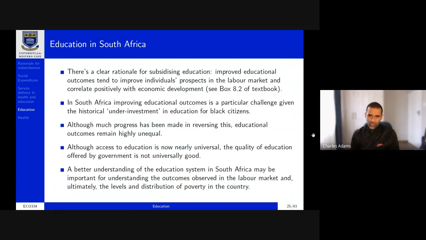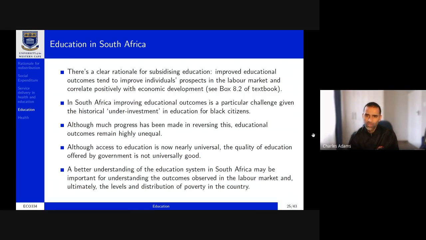And although we've made quite a bit of progress in reversing this in terms of access to education, educational outcomes do remain highly unequal. And I suspect that the inequality in educational outcomes actually maps well onto the inequality in incomes in the labor market that we observe. In fact, educational outcomes might even be more unequal in some sort of abstract way, right?